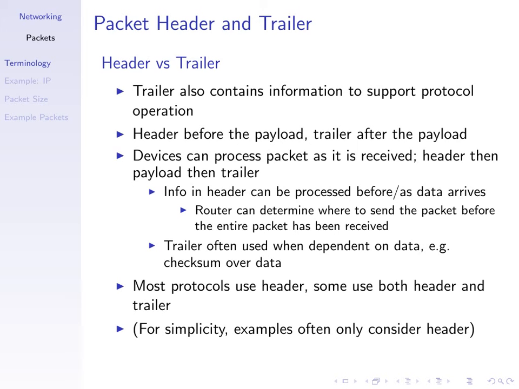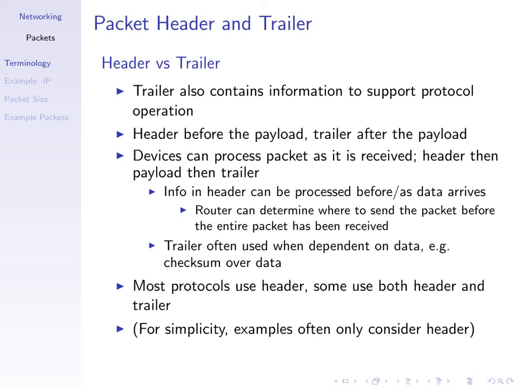So why do we have both a header and a trailer? They both contain information to support the protocol operation. The difference being the header is at the start of the packet, before the payload, while the trailer is at the end, after the payload. Again, why do we need both? Well, it depends upon how devices process the packet and can give some different performance characteristics. Devices typically process the packet as it is received. So the header is received first, then the payload, and then the trailer. That means as the device starts receiving the packet, it can start processing the information in the header, even before the rest of the packet has fully arrived. So before the data and the trailer have arrived, the device can be doing something based upon what's in the header.